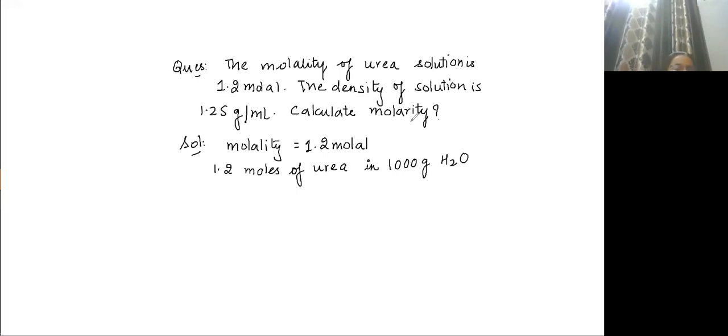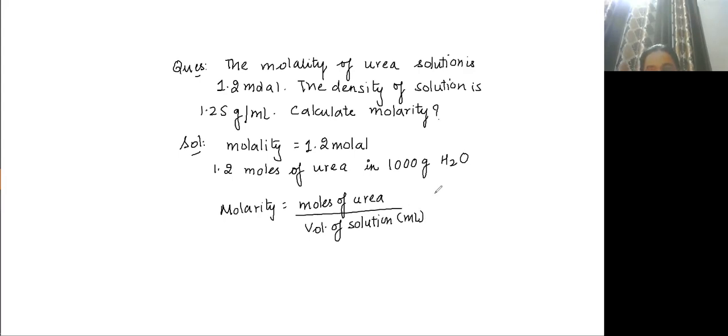And what is molarity definition? What is molarity? Moles of urea divided by volume of solution in ml, so multiply by 1000. So you know moles of urea. What are moles of urea? Good, Ayan, very good. Moles of urea is 1.2. So what you need to find out? You need to find out volume of solution.